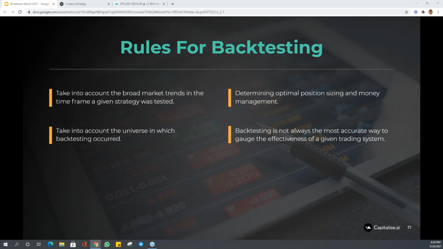You can automate your trading via Capitalise. One more slide, hang in there, traders. We're going to get to some awesome strategies.